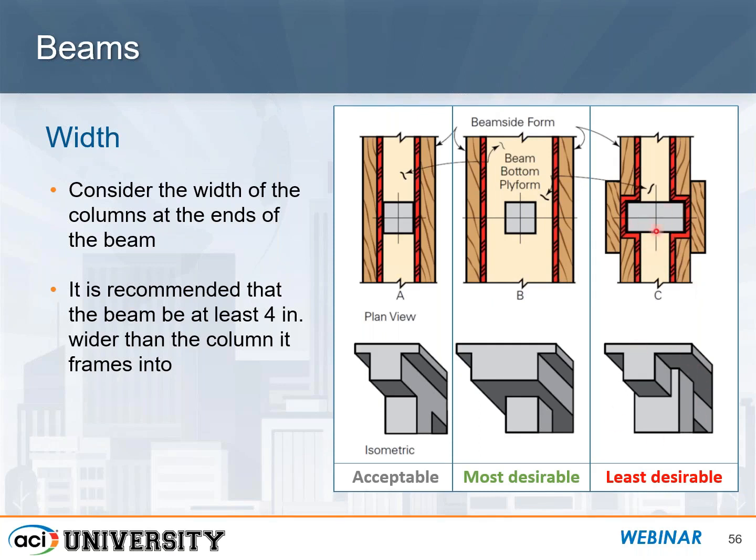And again, all the bars are going through the core of the column, so you could have some issues there. So if at all possible, providing at least a beam that's 4 inches wider than the column it's framing into will help with your overall constructability.